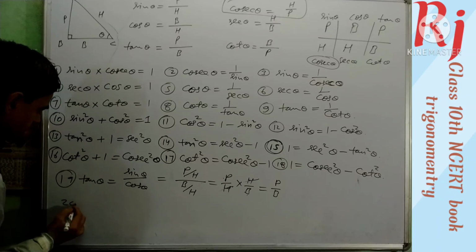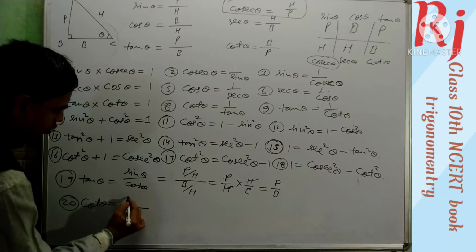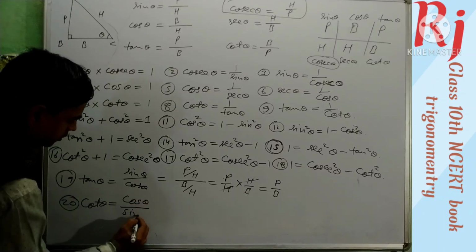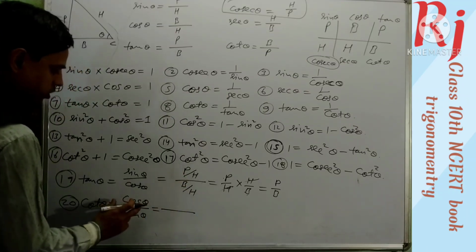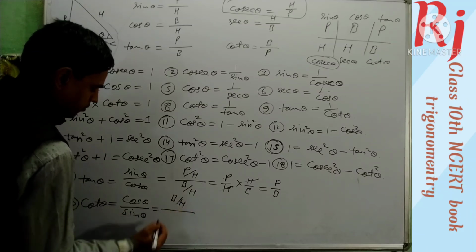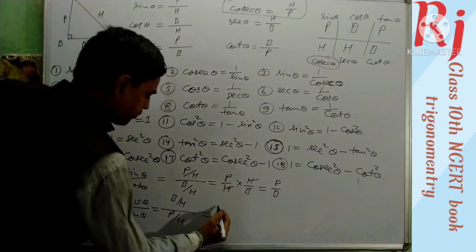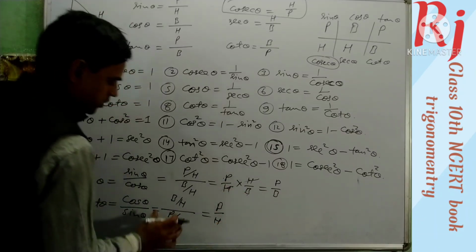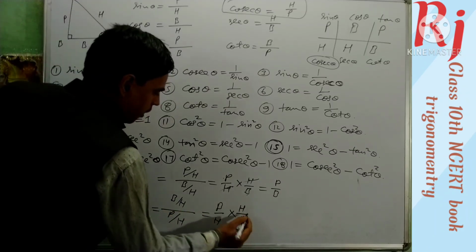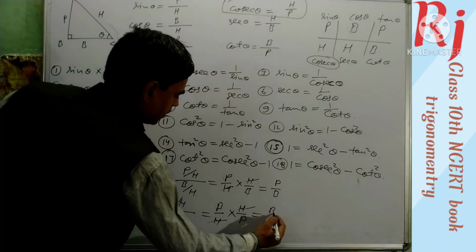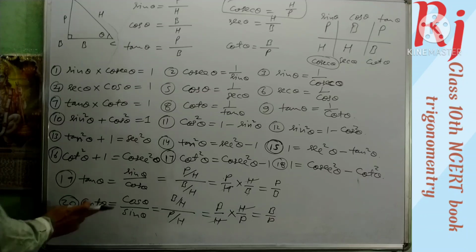Now I will write here the 20th formula. In the 20th formula, cot theta equals cos theta upon sin theta. Again in the same way, cos theta equals base upon hypotenuse and sin theta equals perpendicular upon hypotenuse. Then definitely base upon hypotenuse is the numerator, and for the denominator we take the reciprocal. So h will be cancelled by h, and base upon perpendicular equals cot theta.